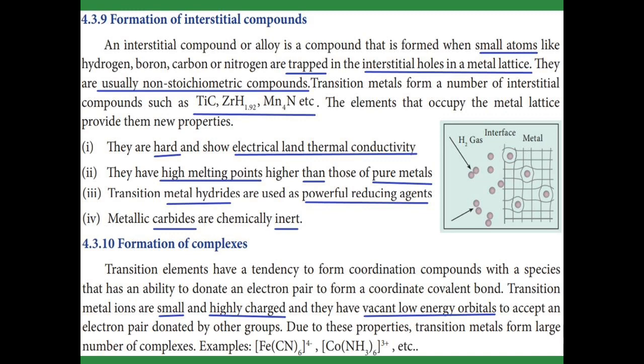In coordination compounds, transition metals act as the central metal. They act as a central metal because of their small size and high charge, and they possess vacant low energy orbitals. In those vacant low energy orbitals, they accept electron pairs from the ligands, so that they form coordination complexes. For example, hexacyanido ion and hexaammine cobalt, etc.